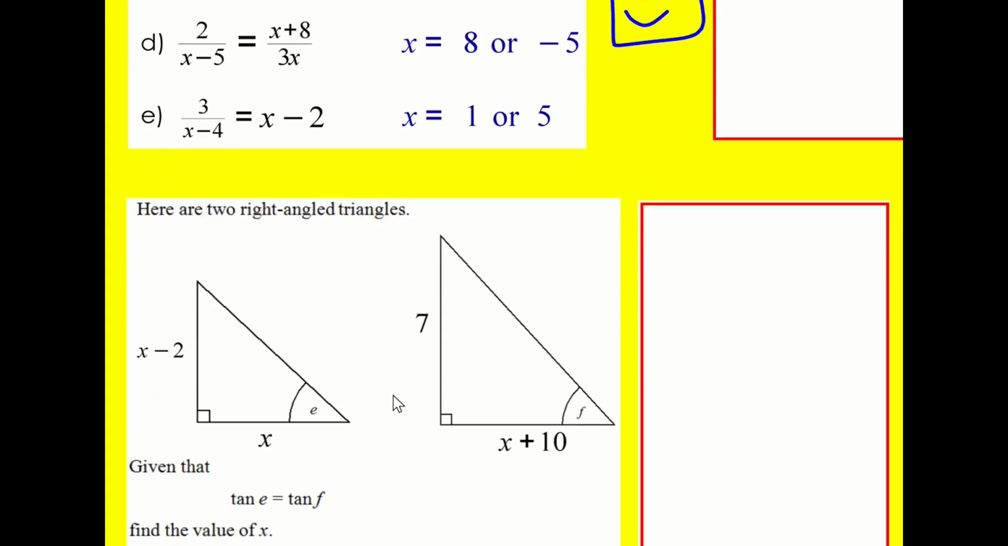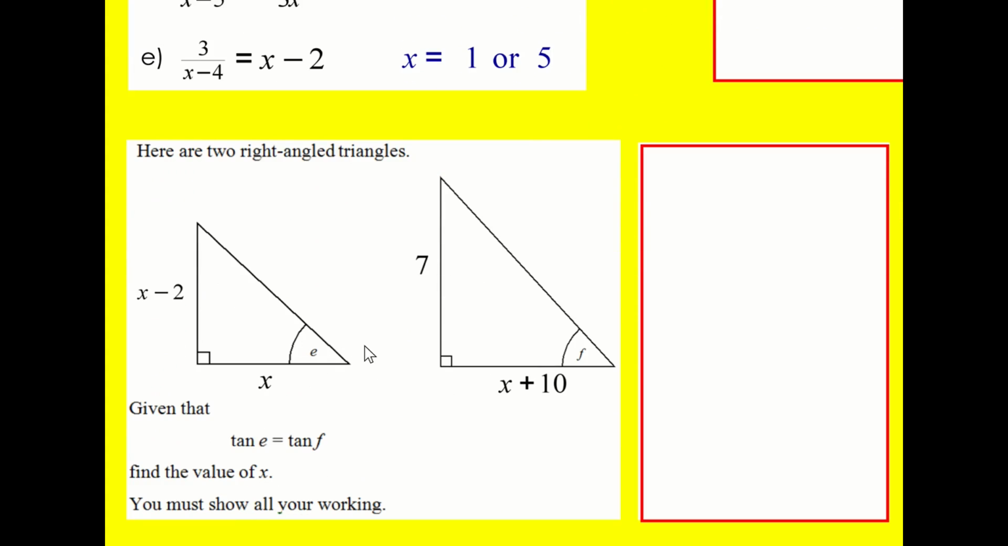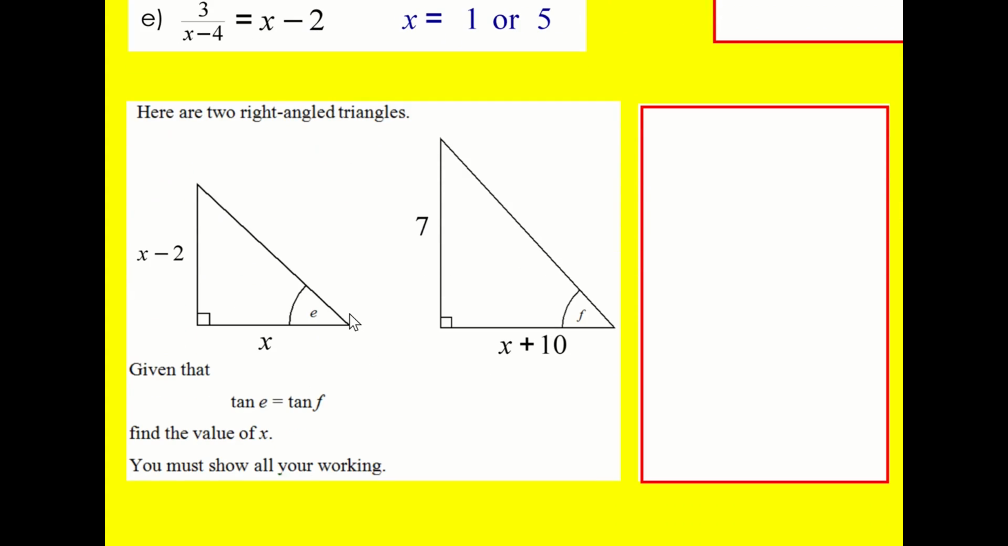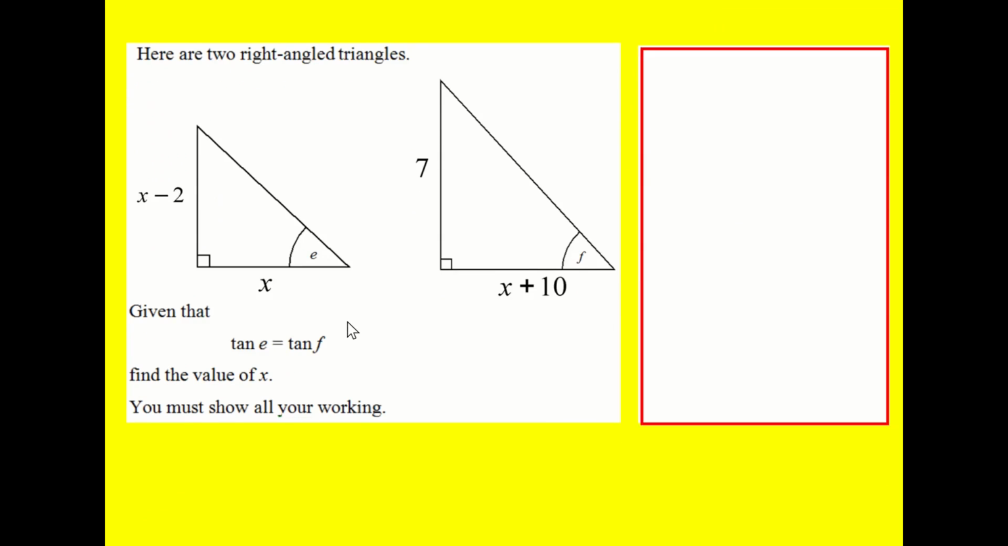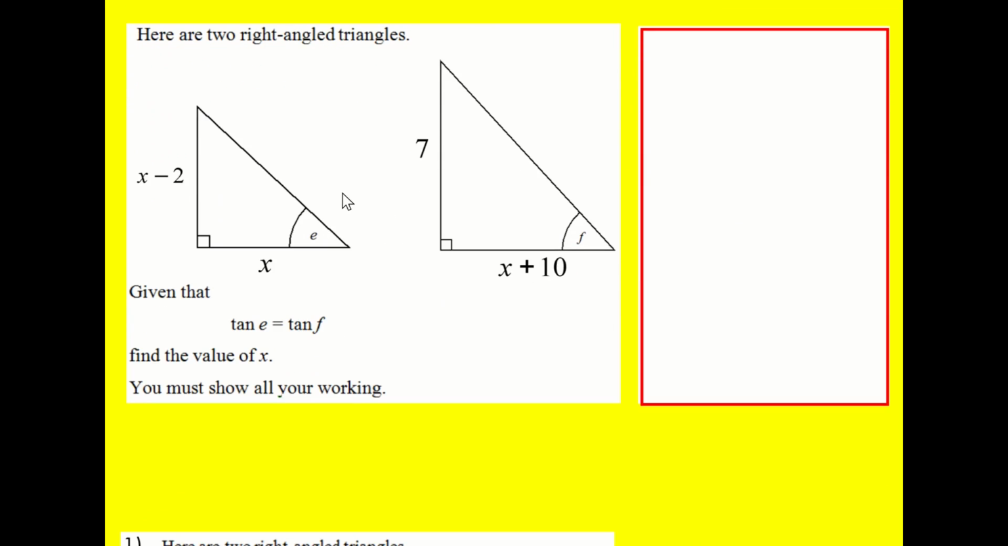One more example, because we're going to give a context to this sort of scenario. Here are two right-angled triangles, and we're given that tan E is equal to tan F. Find the value of x. You must show your working. So the key thing here really is to remember what tan represents. And we've got SOHCAHTOA.